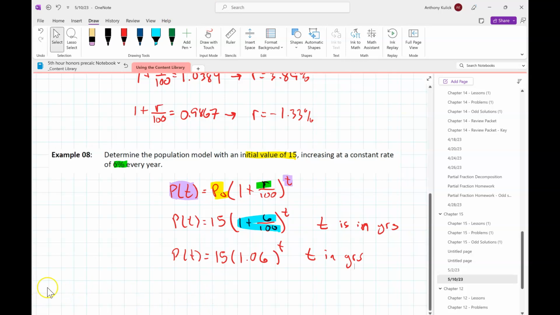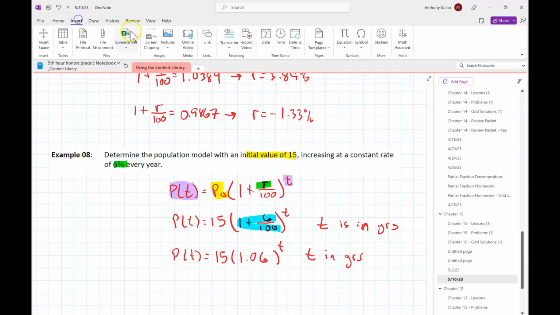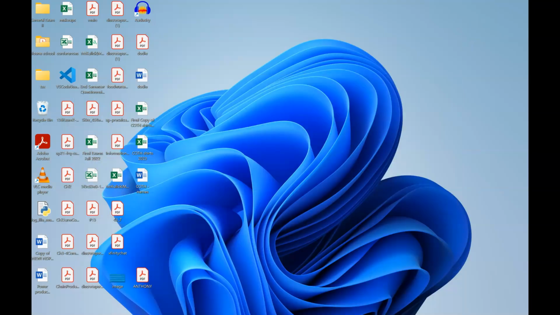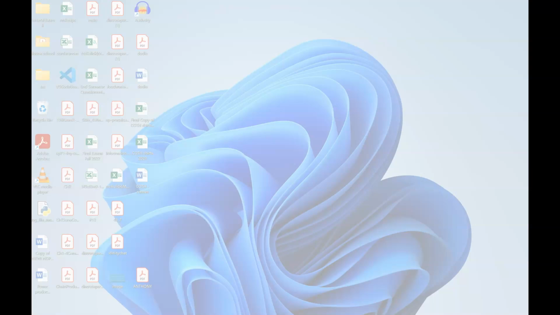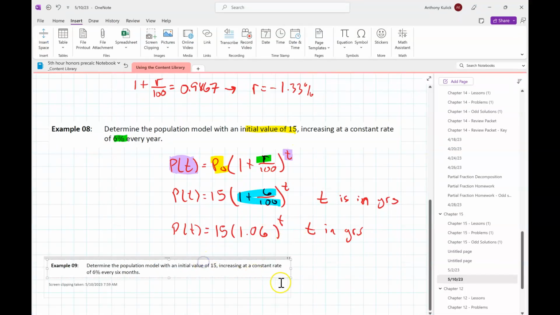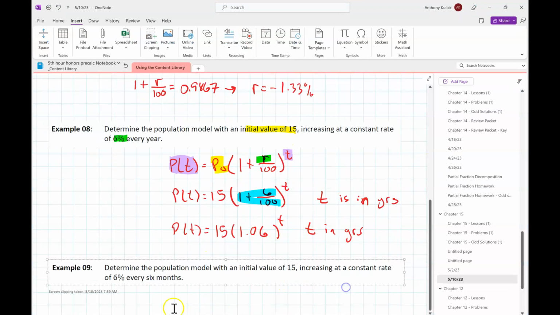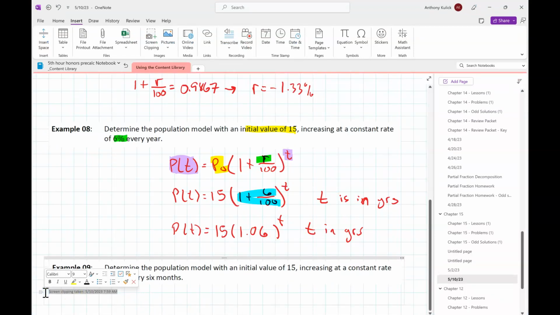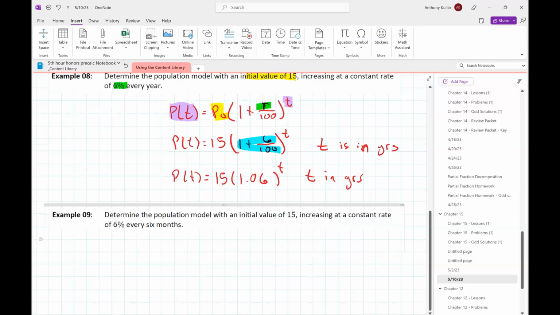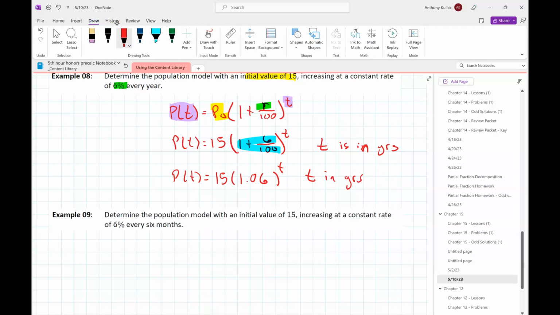Okay. What if we ask virtually the same question with one little catch here? If I read this question, determine the population model with an initial value of 15, increasing at a constant rate of 6% every 6 months. What is the only difference here between this question and the previous one? That's every 6 months, as opposed to every year.